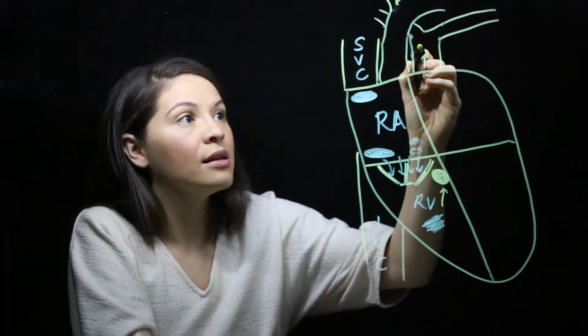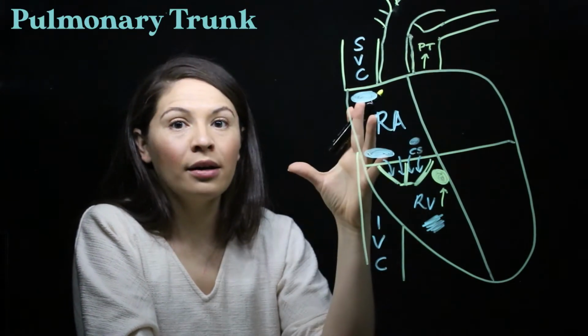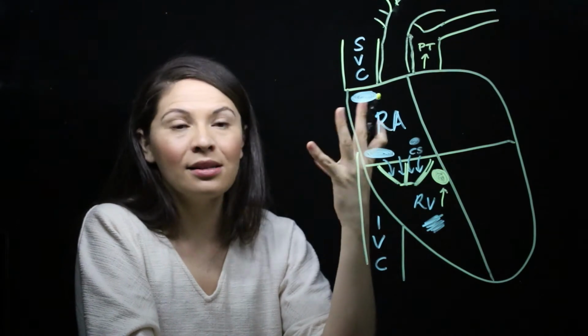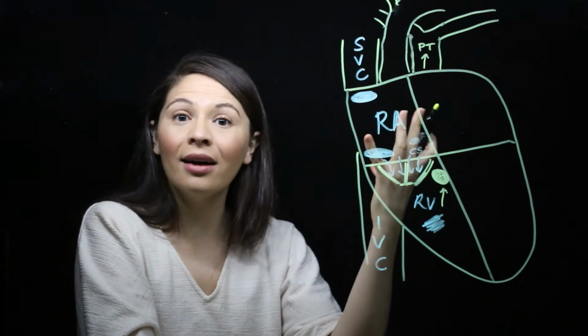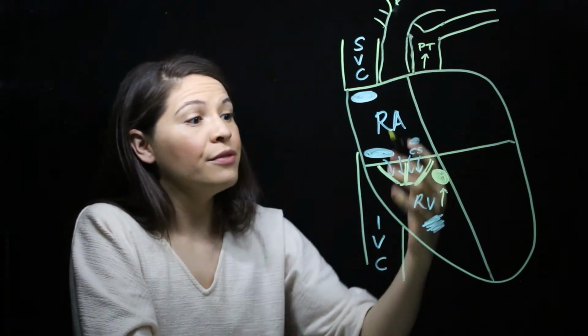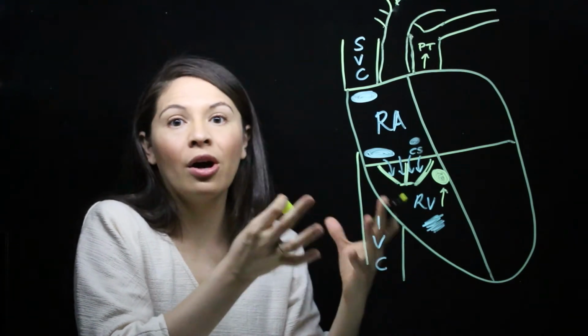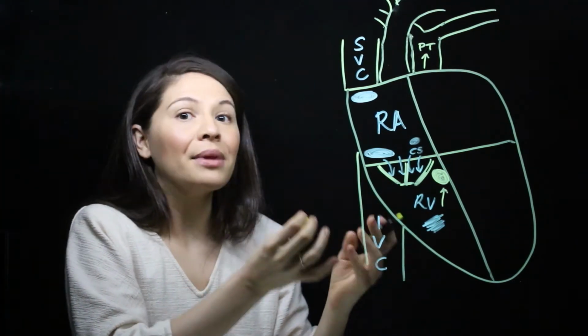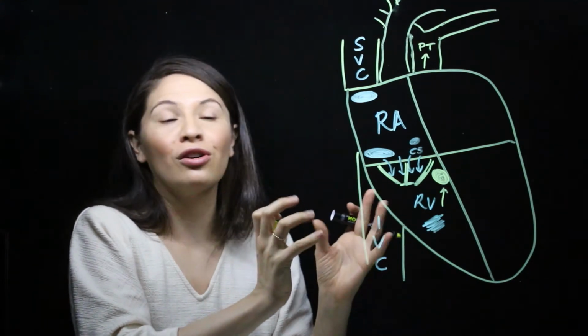And so this is the pulmonary trunk. And the pulmonary trunk, pulmonary is to do with lungs. So this is the main artery that is going to go towards the lungs. Because obviously, if we have deoxygenated blood that has got carbon dioxide in it, we want to pump that blood up to the lungs and get rid of that carbon dioxide and pick up fresh oxygen.